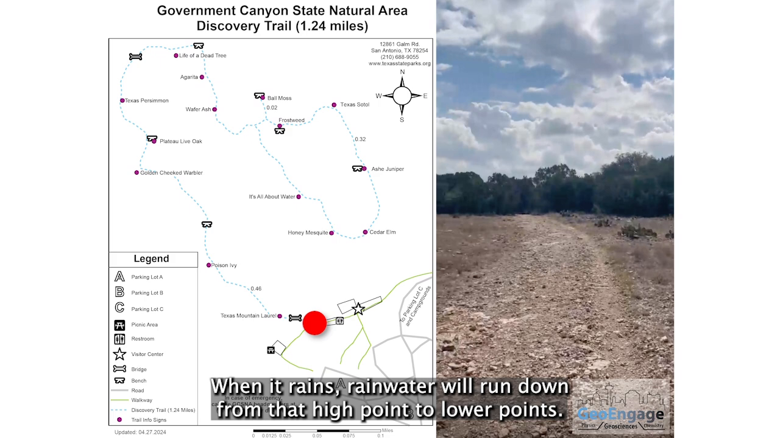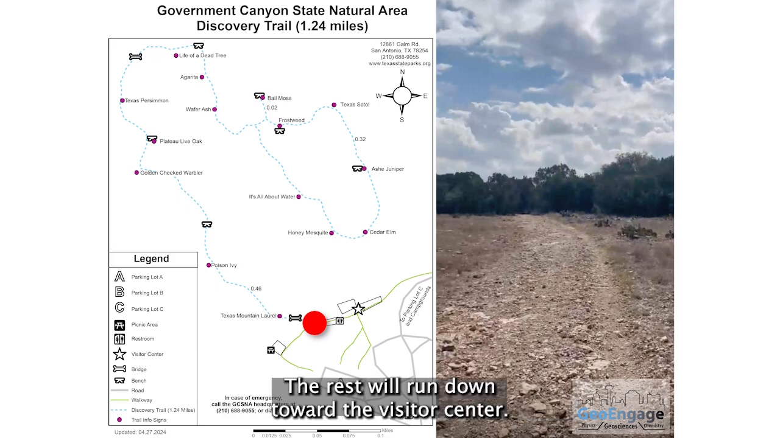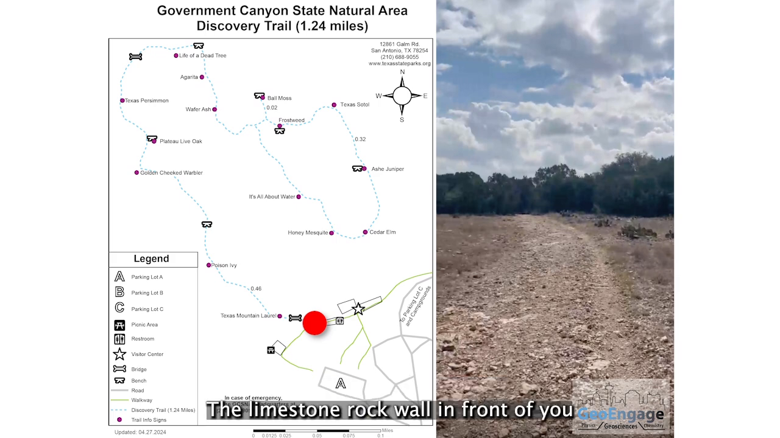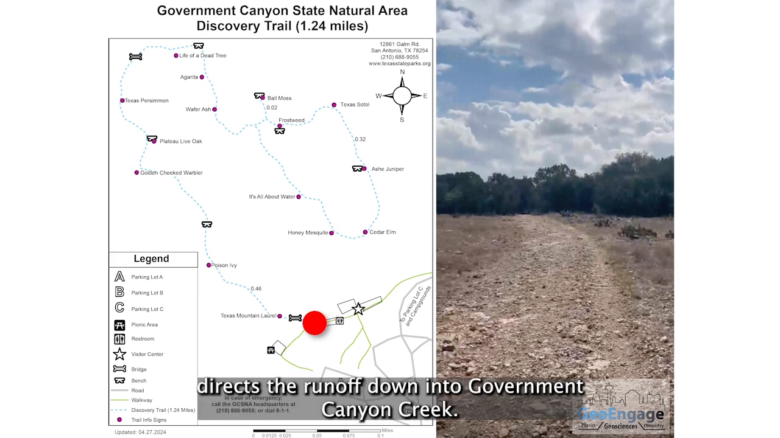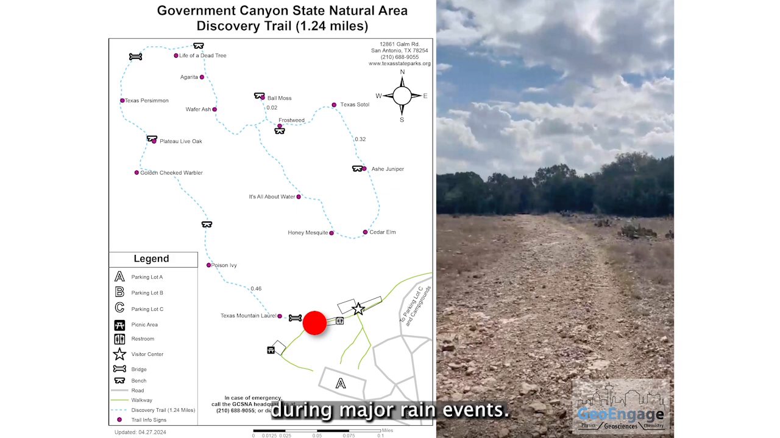When it rains, rainwater will run down from that high point to lower points. Some of it will seep through the ground. The rest will run down toward the visitor center. The limestone rock wall in front of you directs the runoff down into Government Canyon Creek. Without this diversion, water would flood the visitor center during major rain events.